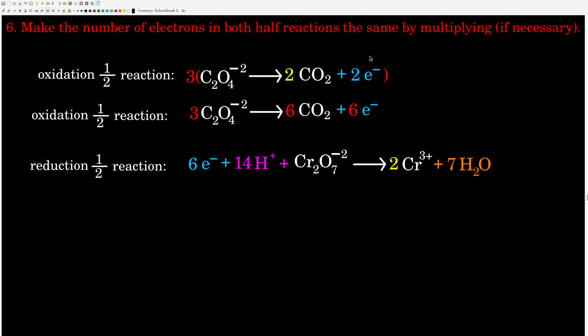Now, step number 6. Make the number of electrons the same in both half reactions by multiplying by some integer, if necessary. Sometimes you don't have to. So in the oxidation half reaction, we had 2 electrons. In the reduction half reaction, we had 6. Basically what we're doing is looking for the least common multiple of these two numbers. In this case, it's 6. So we leave the reduction half reaction alone, and we multiply the oxidation half reaction by 3. Every coefficient gets multiplied by 3. So we end up with 3 oxalates, 6 carbon dioxide, 6 electrons. The point of this is to ensure that we have the same number of electrons in both half reactions, so that they cancel in the next step.